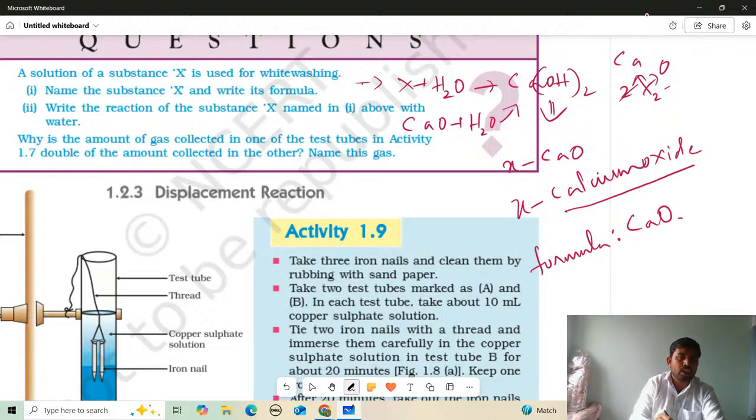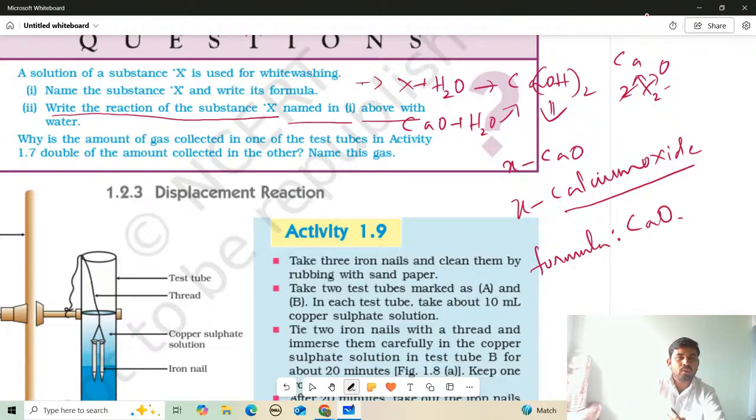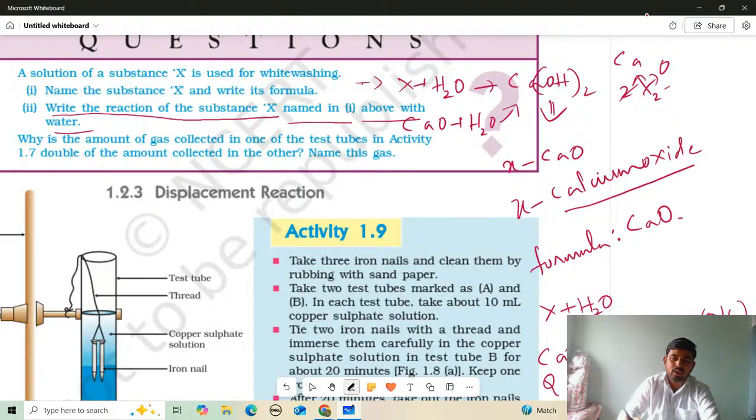Second one: write the reaction of X, named above, with water. So they are saying you should write the reaction of X with water. X is CaO, calcium oxide, plus water gives Ca(OH)2. This is also called quick lime. And this one is also called slaked lime. Slaked lime. Okay.